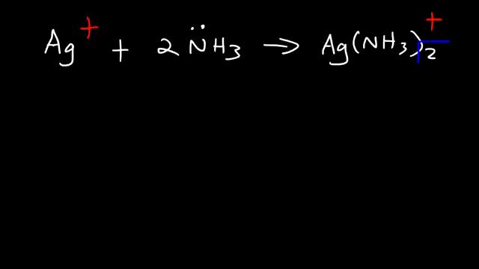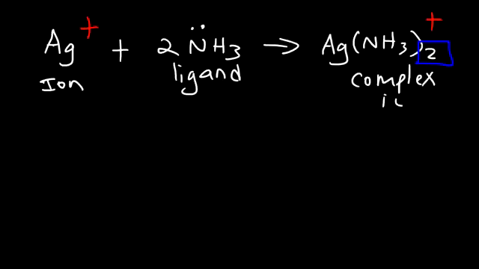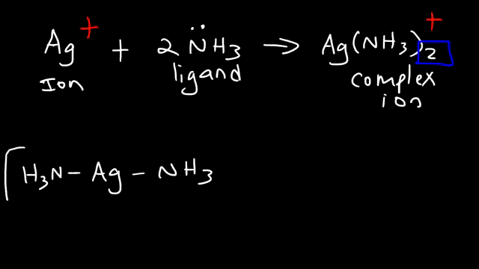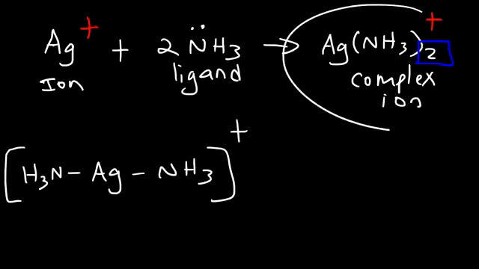Now, what is the coordination number of that complex ion? The coordination number is 2 because it's attached to two ligand molecules. So this is the ion, or the metal ion. This is the ligand. And here we have the complex ion. Now, for complex ions that have a coordination number of 2, the geometry will be linear, as you can see from this particular drawing. And so that's a basic introduction into complex ions.